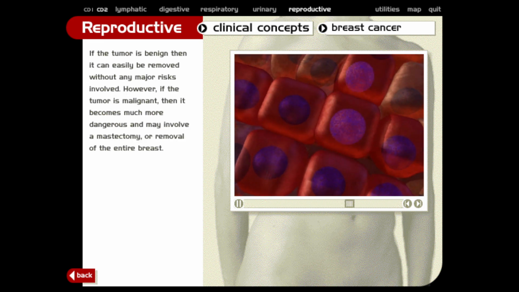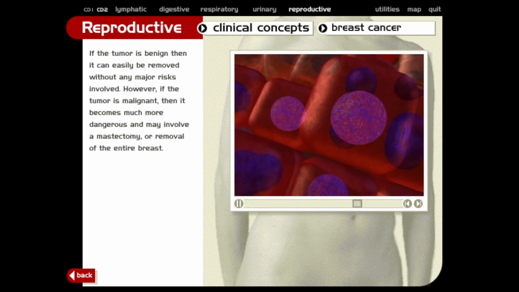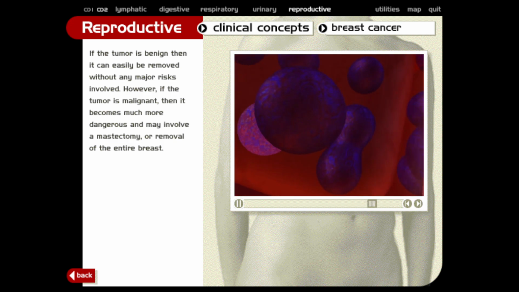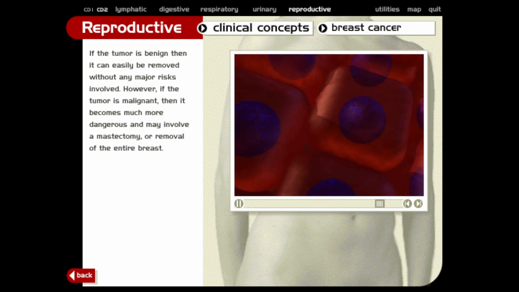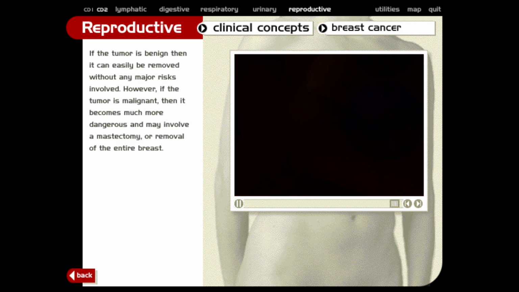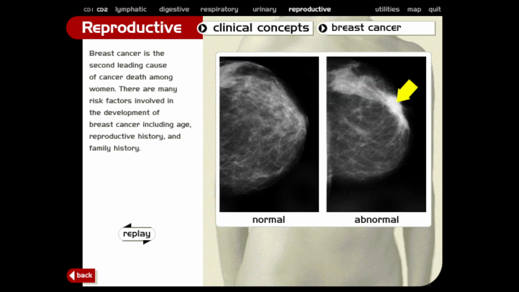If the tumor is benign, then it can easily be removed without any major risks involved. However, if the tumor is malignant, then it becomes much more dangerous and may involve a mastectomy, or removal of the entire breast. Breast cancer is the second leading cause of cancer death among women.